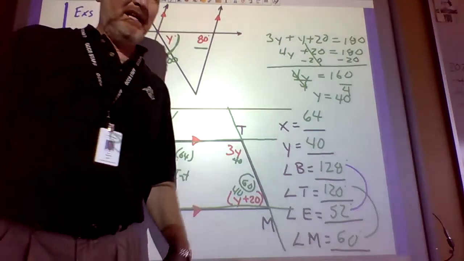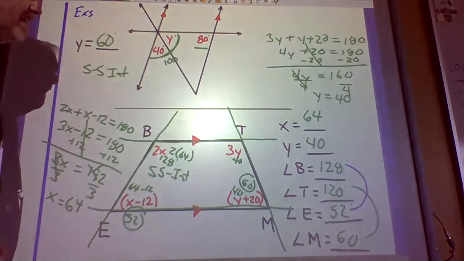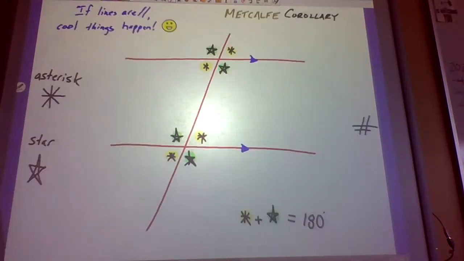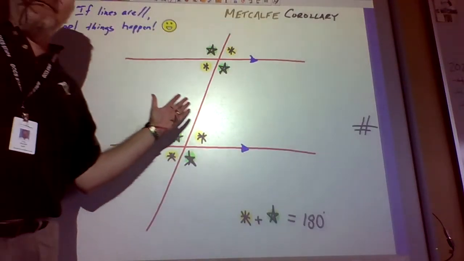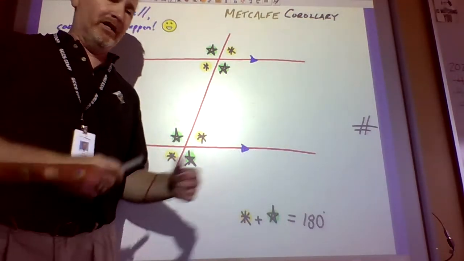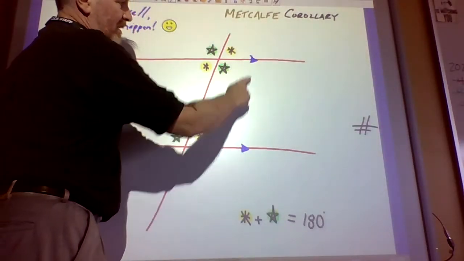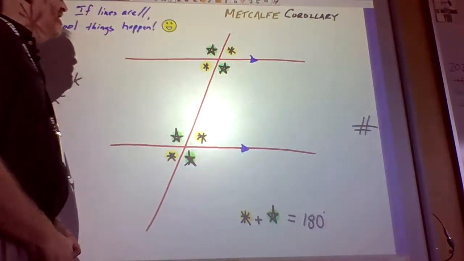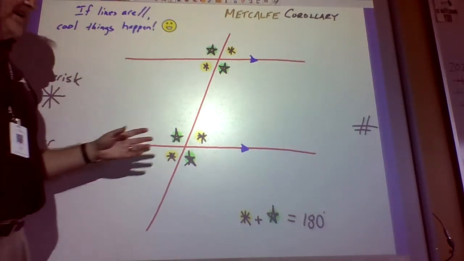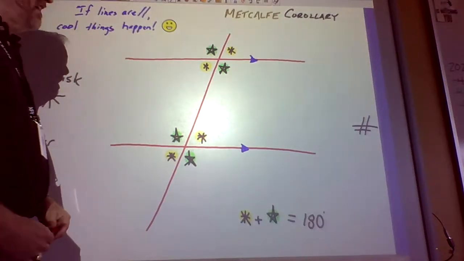All right. Awesome. Any questions? I think we're about done. I think that all that's left is a little wrap up. We'll take a look at it. Oh, here's a visual representation of the corollary. So here you go. And again, this only works if these two lines are parallel, which they are with the arrowheads. So if they're parallel, some cool things happen. And I've color-coded it and made it symbols and stuff.